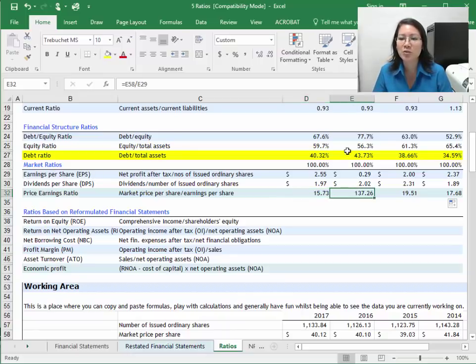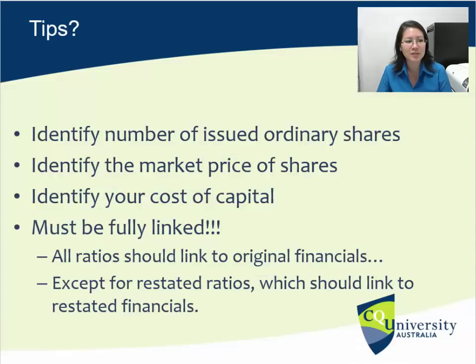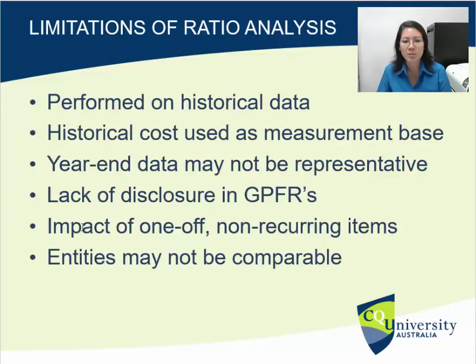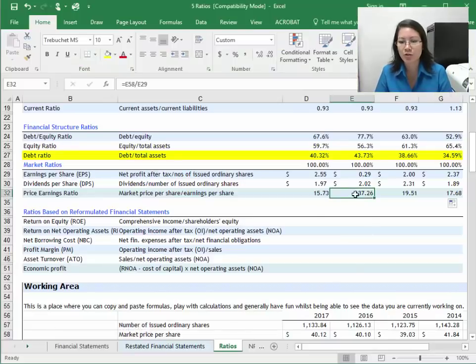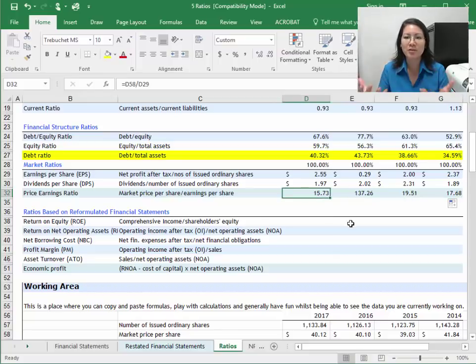So obviously we don't look at 2016 because their figures were skewed by such a small profit in that year. The earnings per share is based on profits. So let's ignore the one-off. This is called the impact of one-off non-recurring items. If it's skewing your figures, you need to just ignore that in your explanation. So overall, looking at the trend, it's decreasing. The price earnings is decreasing. So you interpret that how you will.